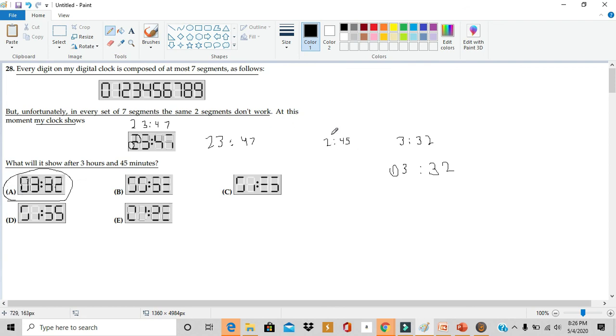So, in conclusion, we solved this number 28 on a 5th, 6th grade Math Kangaroo. It was a little confusing, but using some common sense and simple time knowledge, we've solved it. All we did was use some common sense to figure out which two segments didn't work, apply it to each of the other digits to figure out what digits they would resemble, deduce the time, add 3 hours 45 minutes to that, and then interpret how it would look on this faulty clock.